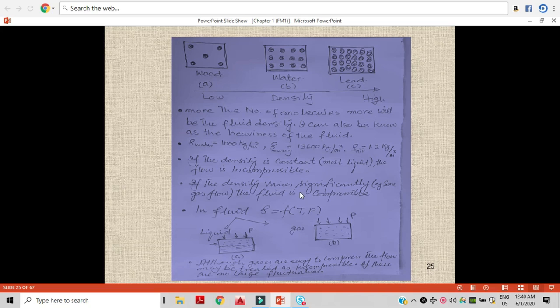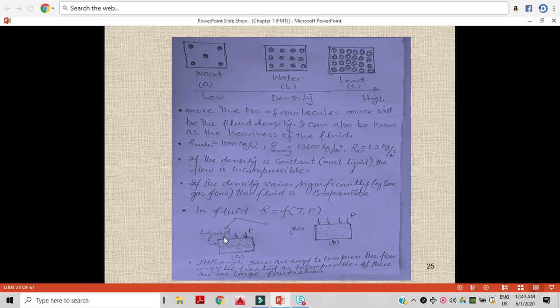If the density varies significantly, as in some gas flows, the fluid is compressible. So gases are normally compressible. That means density is a function of temperature and pressure. Consider here two containers, A and B. Here we have a liquid vapor barrier. This is the liquid vapor barrier.